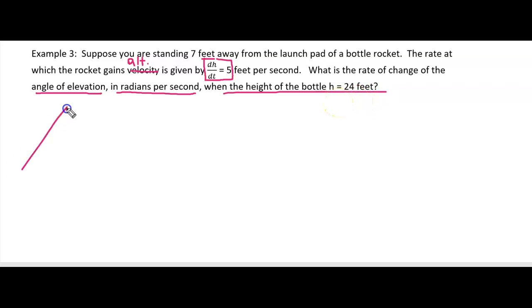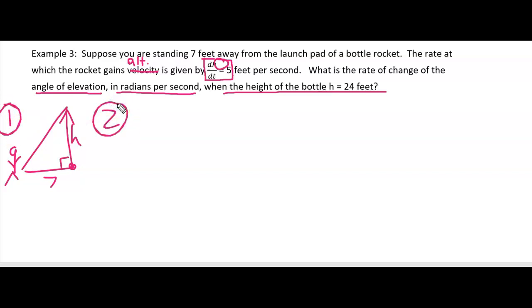Let's draw our picture. We have a bottle rocket right here, and we're standing over here, and this rocket is going straight up into the air. It says that we are standing 7 feet away from it. The height of this bottle rocket is represented by h. I don't know what the hypotenuse is. I'm not sure if we care about that in this problem. I don't think we really do, honestly. What it does ask us to do, well, let's follow our steps. So I think that's the end of our picture for now.